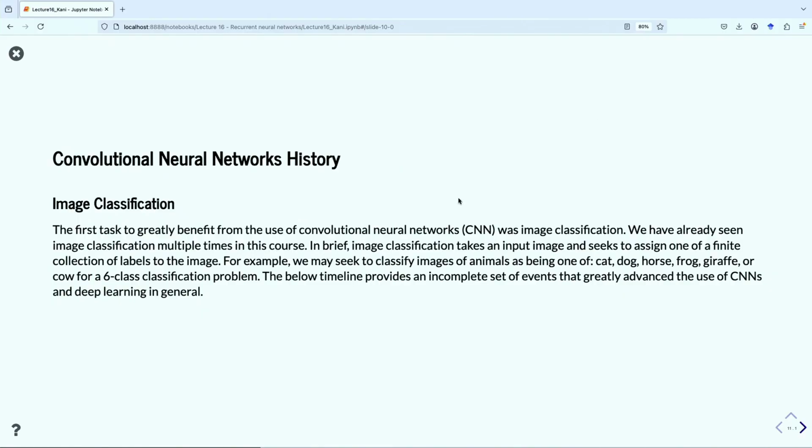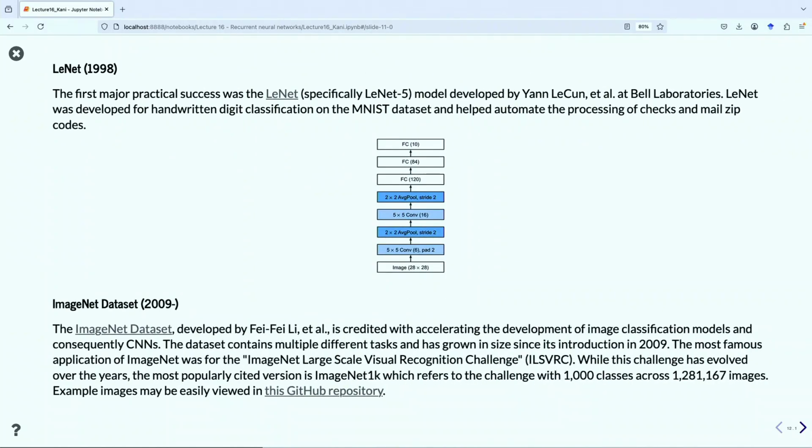The first class to generally benefit from CNNs was image classification, and we've seen image classification multiple times. Effectively, we get an image and we want to know if that image is a cat or a dog or a horse or a truck or whatever else. So, some of the important events with image classification.